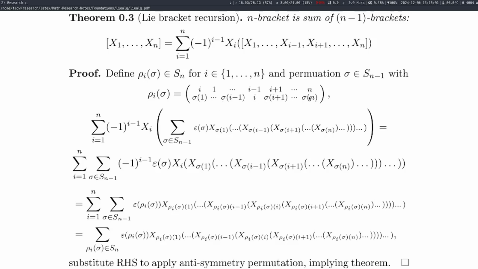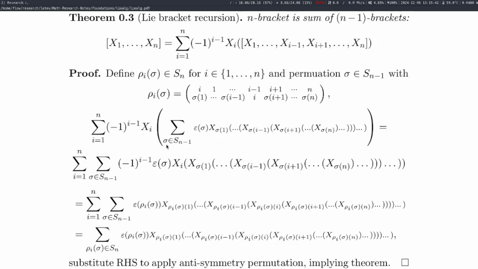So this is a very nice definition which will help us prove this theorem, in terms of the definitions I gave above. Basically, we'll take this formula here, and we'll verify that it's equal to this. So we'll take this sum here, and we're going to substitute for this n-1 bracket the definition of the Lie bracket as a sum over the permutation.